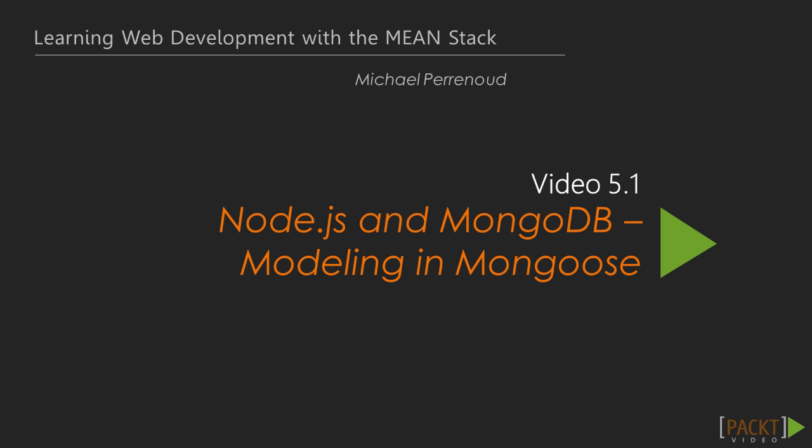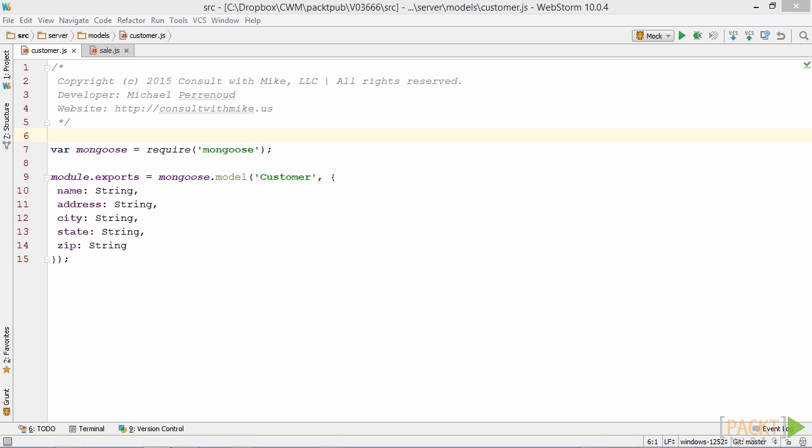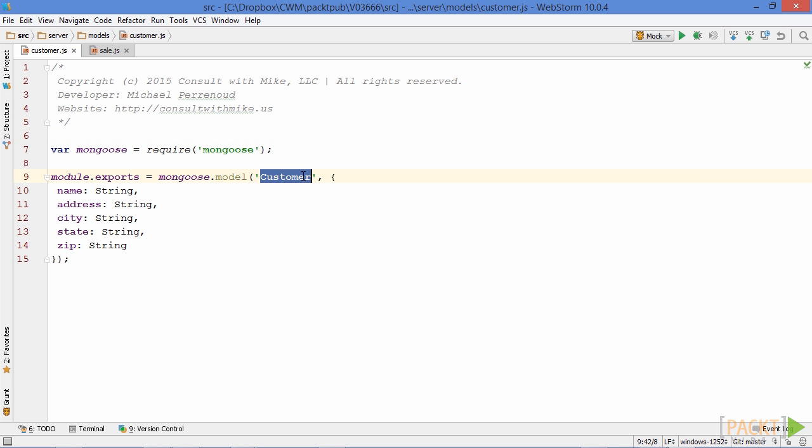This is the first video in this section, and in this video we will be covering what a Mongoose model definition looks like, what different data types can be modeled, and how to model one-to-many relationships. Let's start with the simplest of all models, the customer.